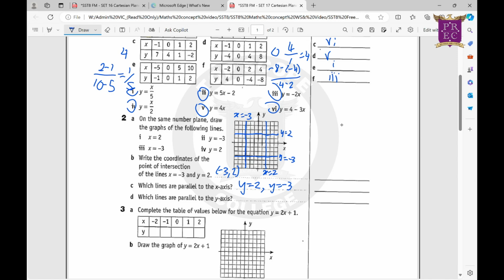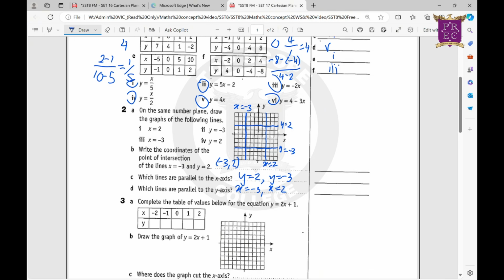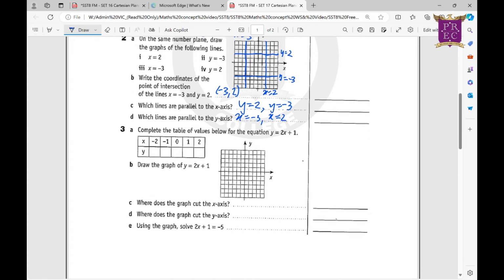Which ones are parallel to the y-axis? Those are the ones with x. X is equal to -3, x is equal to 2. Done. Okay, I think it's the last question. Alright, complete the table of values for the equation y is equal to 2x plus 1.